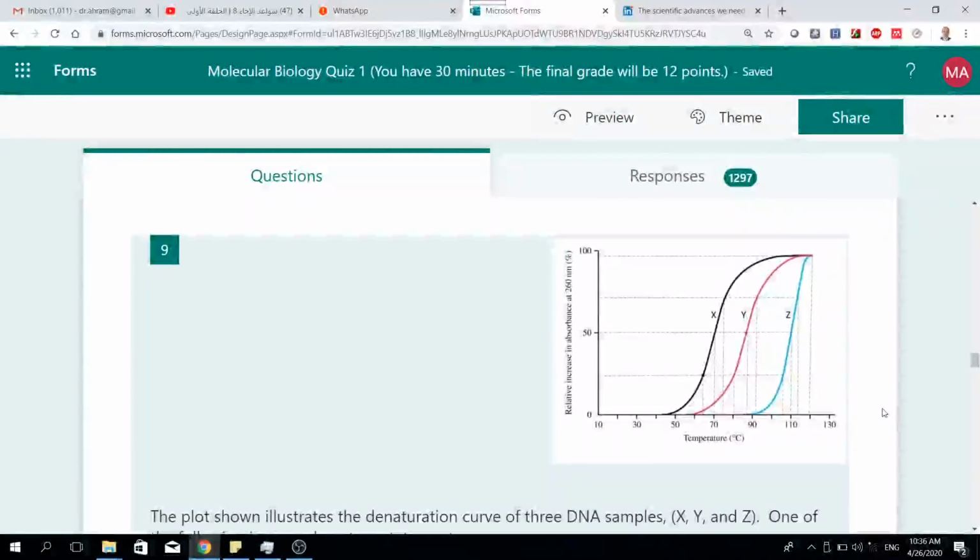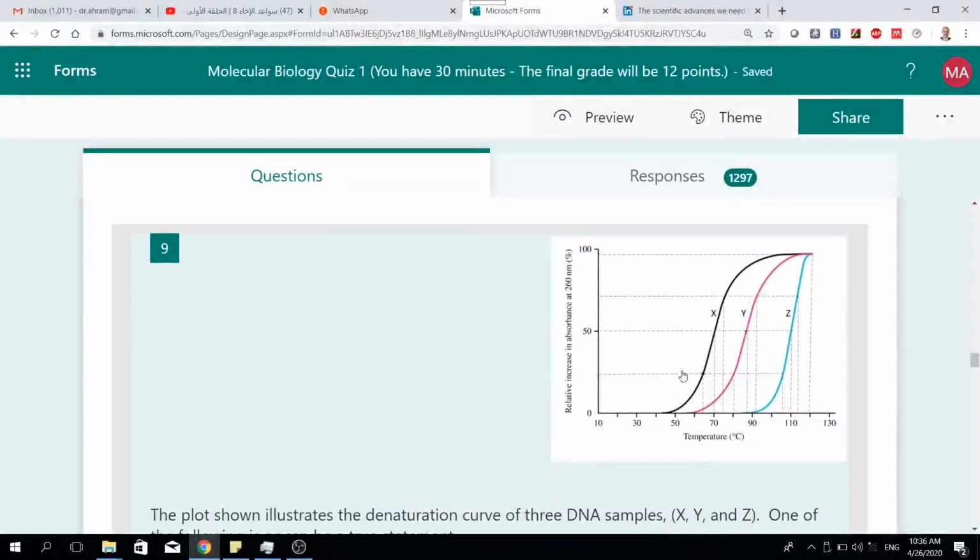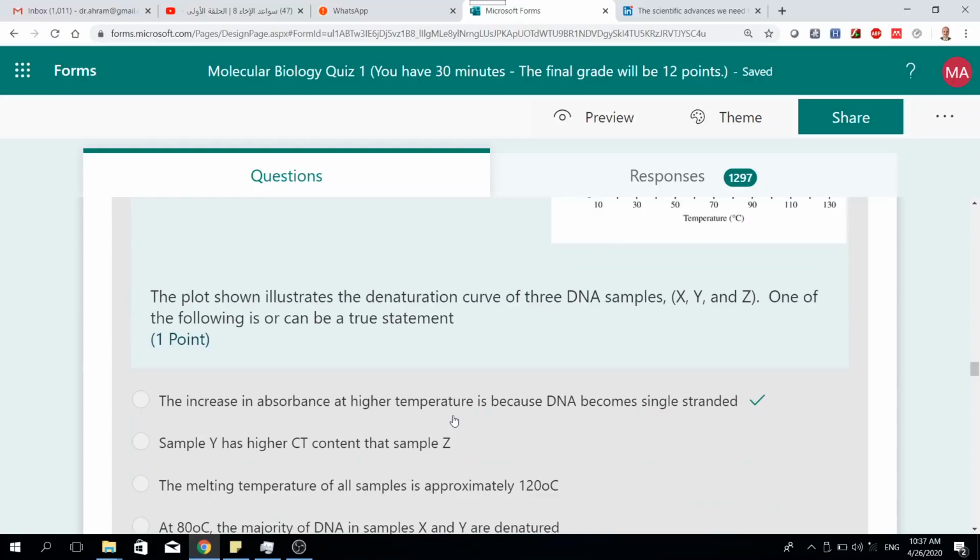So let's go over this one right here. So we have three denaturation curves of 3 DNA fragments, X, Y, and Z. This is the melting point right here for all three of them. That's the temperature. So it is 70 for the first one. It's about 85, 87 for the second. And for the third, it's about 110. Okay, so let's see. So we're looking for a statement that is true or it can be true.